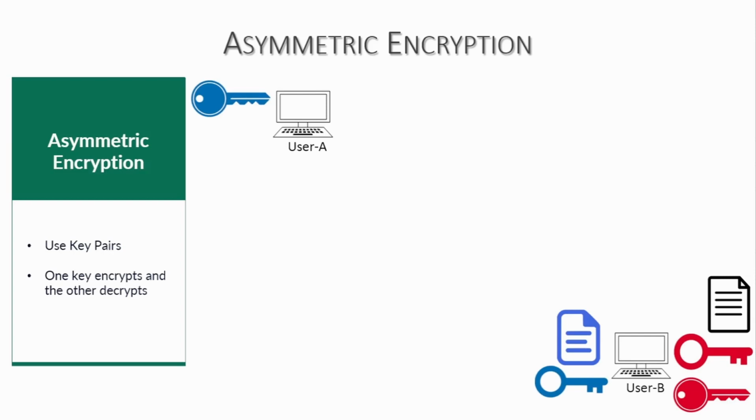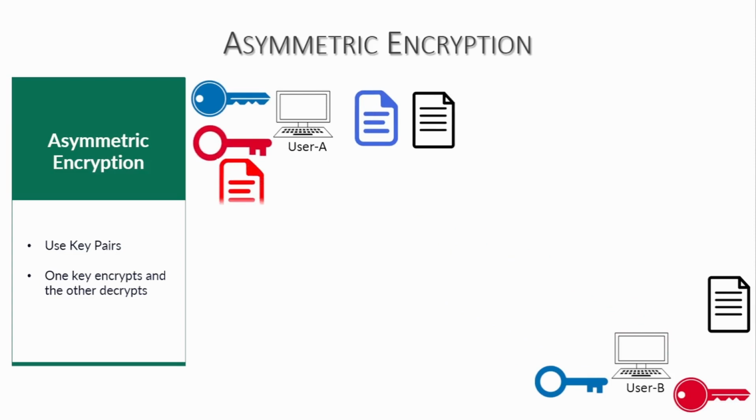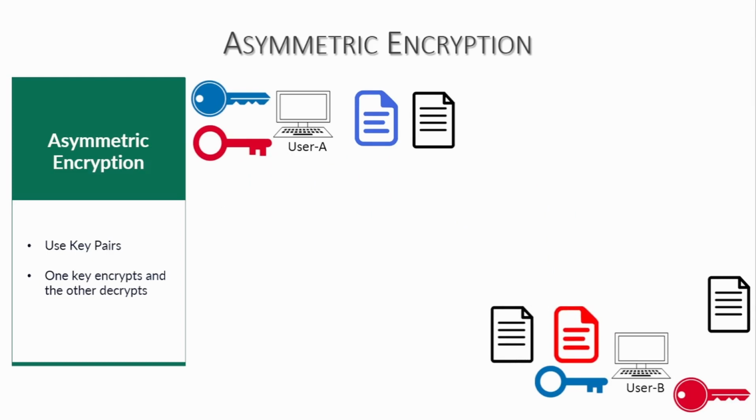So user B will send this document back to user A, and user A will decrypt the document to plain text with the private key it got. It also works the same way if user A was trying to send a document to user B. It will first get user B's public key, encrypt the data with it, and send it to user B, and user B will decrypt it with its own private key.